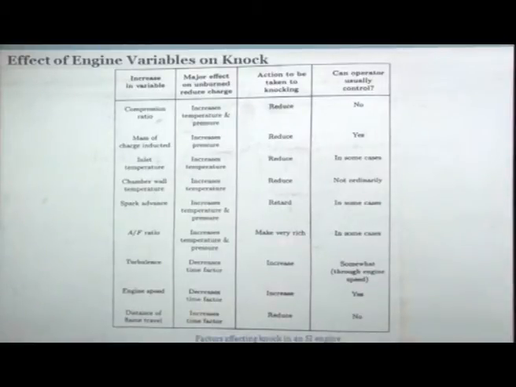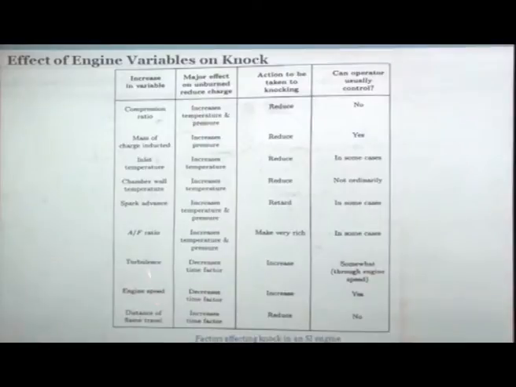So what is the idea? You can make it slightly rich so that the excess air is minimum. In some cases you can do that, in most cases you cannot. Turbulence in the engine: if you increase the turbulence, this will decrease the time factor and reduce the chances of knocking. So if you increase the turbulence, knocking will be reduced. Can you control turbulence? Directly you cannot, but indirectly, by increasing the speed, the operator can control the turbulence in the engine.